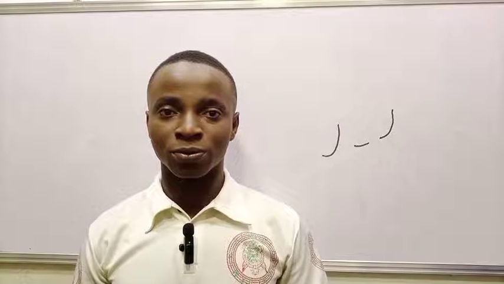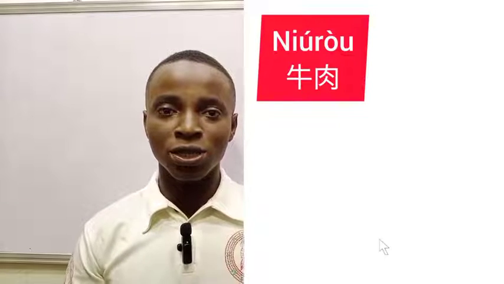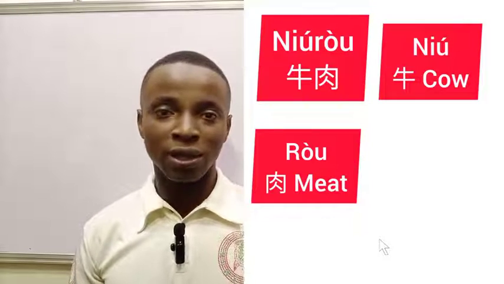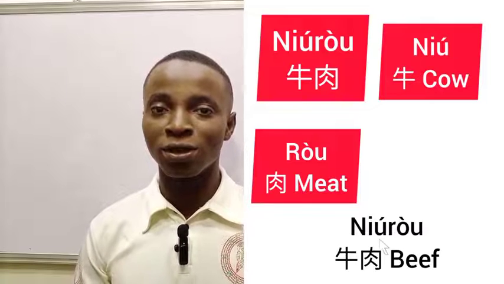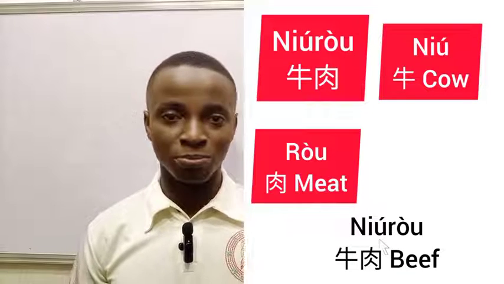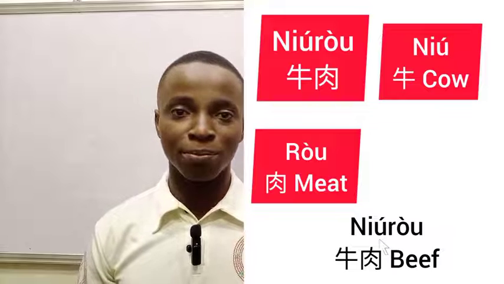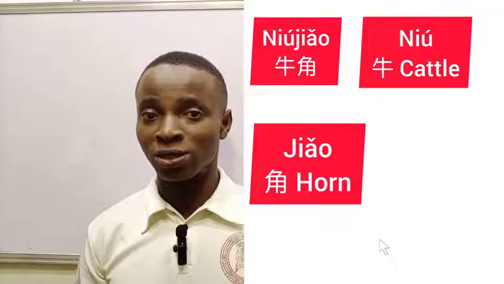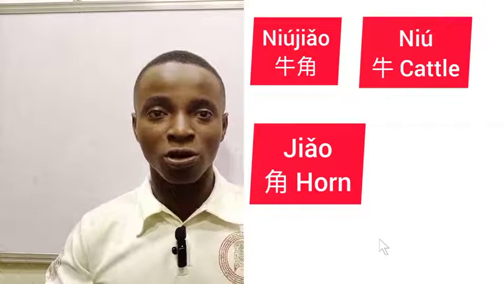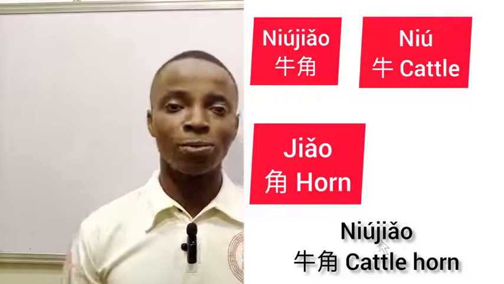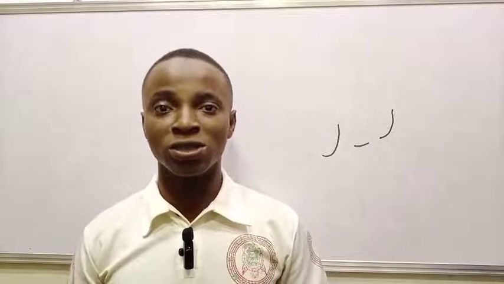Let's look into another one. Niu rou. Remember, we said niu means cattle, rou means meat. So niu rou, cow meat, meaning beef. Beautiful. Then the third example that we are going to give with this character is niu jiao. Also remember, niu literally means cattle. Jiao here means horn, a cattle horn. So we can also call a cattle horn niu jiao. Beautiful. Then let's jump into the second character that we are going to discuss today.